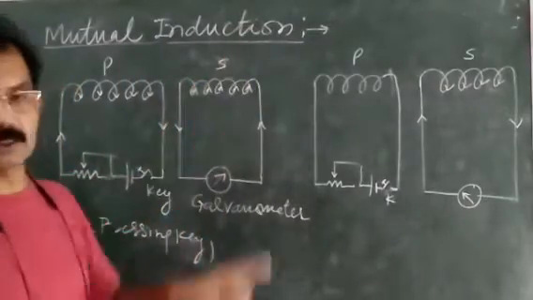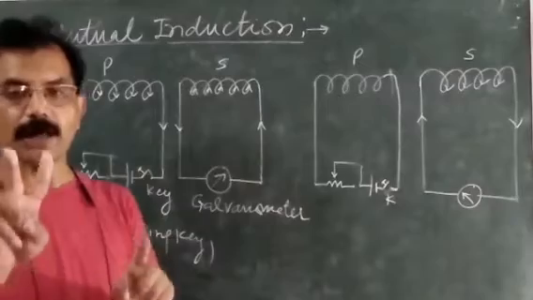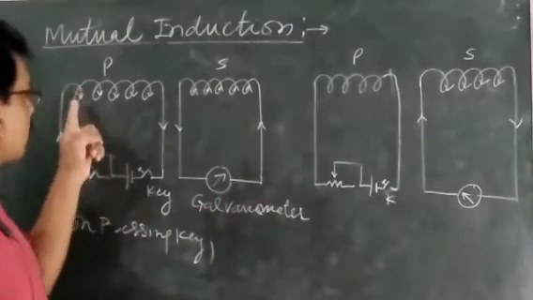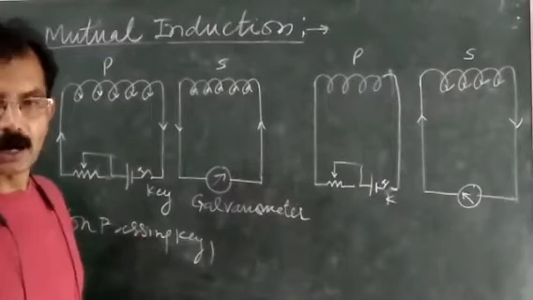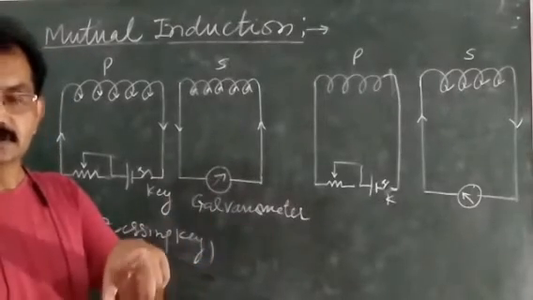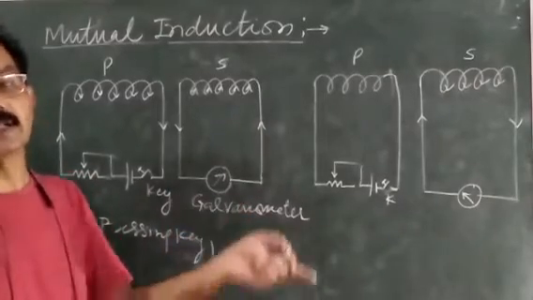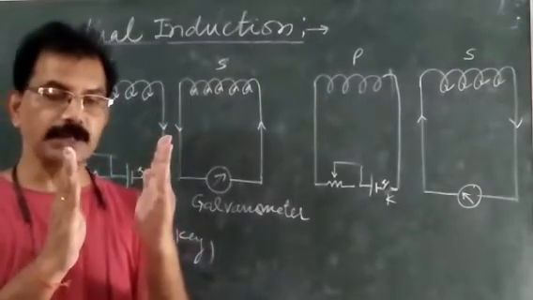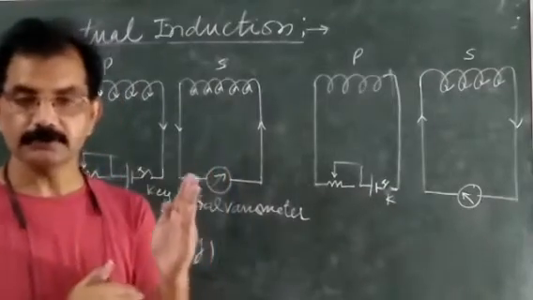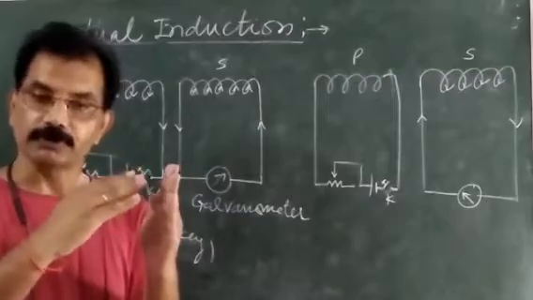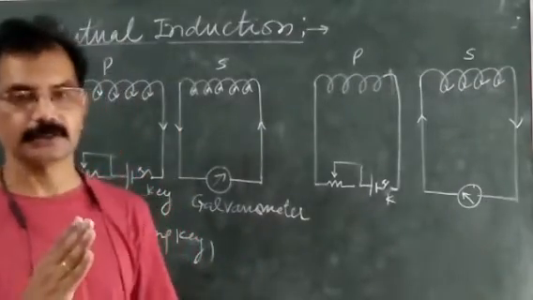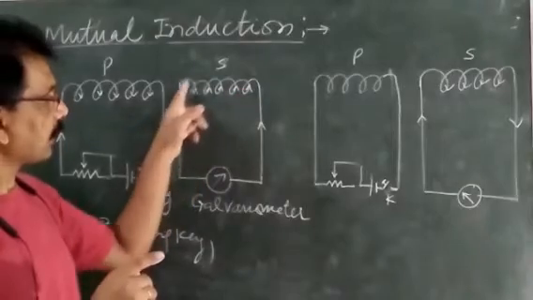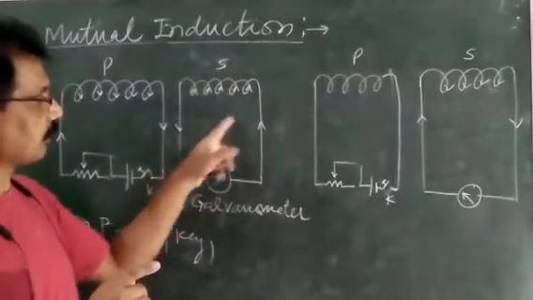But in mutual induction, we will take two coils. If two coils are placed near each other, and if the current is passed through one of them, or if the current is already flowing and then that current is changed or stopped, then in this case, in the second coil which is near this one, an induced EMF is set up. It means the magnetic flux passing through it changes.